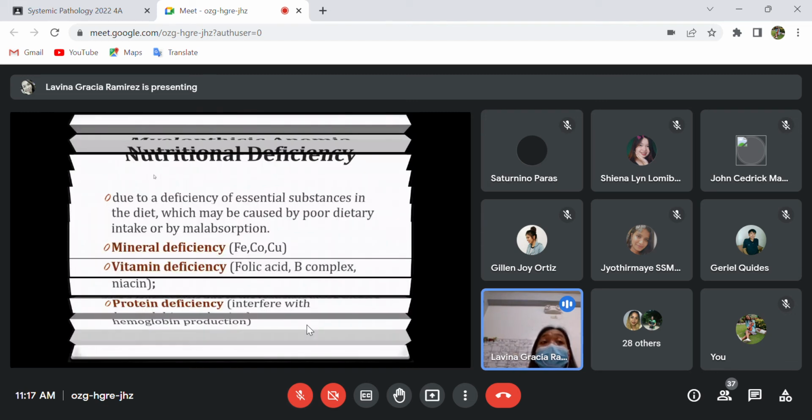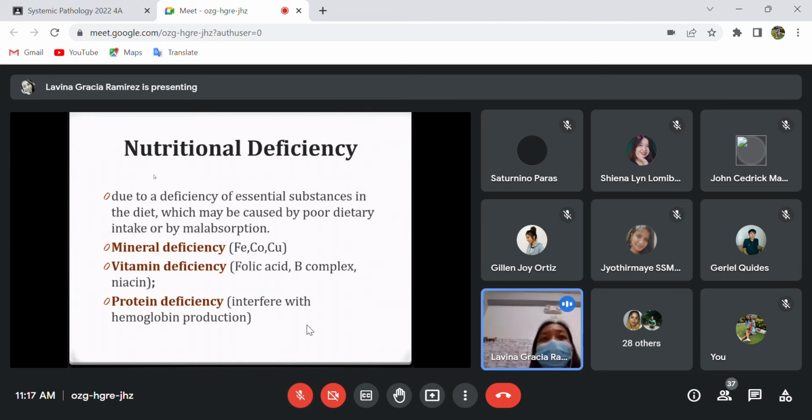Last one in terms of etiology is the nutritional deficiency. So for nutritional deficiency, always remember to go back to your nutrition. What are the important nutrients sustaining hematopoiesis? We have identified three here: the minerals, the vitamins, and proteins. I told you about the proteins a while ago. We have there the globin, very important as part of hemoglobin production.